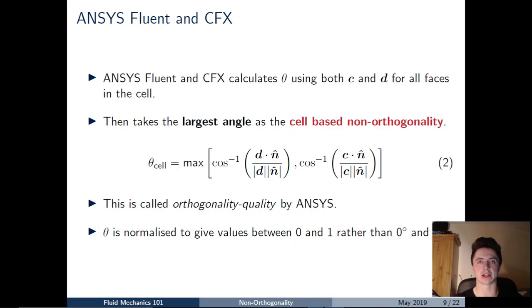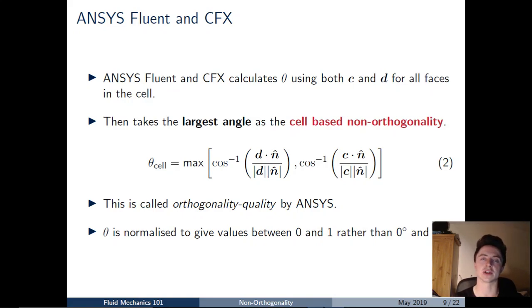So each cell will have one value of non-orthogonality rather than several, as we would if we were using a face non-orthogonality treatment. And then ANSYS will normalize these values, because a non-orthogonality angle takes a value between 0 degrees and 90 degrees, and ANSYS products normalize this to give a value between 0 and 1 and term it the cell-based non-orthogonality quality, as ANSYS solvers like to use quality rather than absolute values of angles. And of course in this instance a non-orthogonality angle of 90 degrees will give a quality of 0, whereas a non-orthogonality angle of 0 degrees, or a perfectly orthogonal face, will give a cell-based quality of 1.